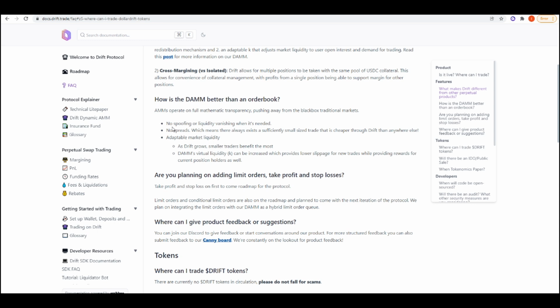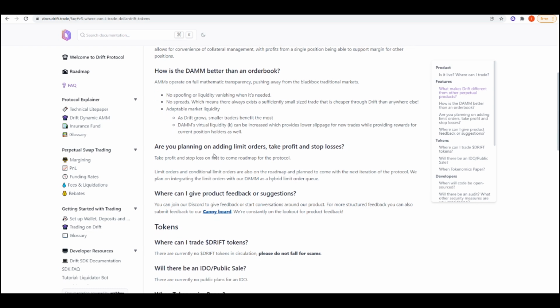So some of the advantages are no spoofing or liquidity vanishing when it's needed. People can rip orders out of the book whenever they want to, because they just can. But with the dynamic automatic market maker, it's not really a thing. There are also no spreads, meaning there always exists a sufficiently small size trade that is cheaper through Drift than anywhere else, and adaptable market liquidity. As Drift grows, smaller traders benefit the most.